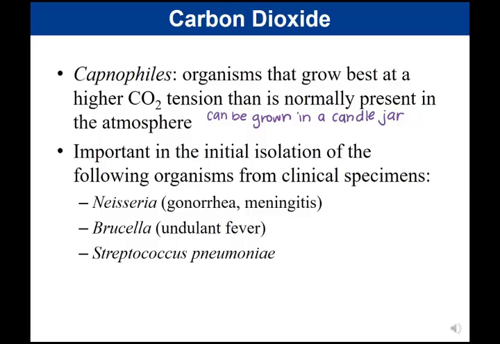These are important in the initial isolation of certain organisms from clinical specimens. For example, Neisseria would be an example of a capnophile that can cause gonorrhea and meningitis; Brucella, which causes undulant fever; and Strep pneumoniae, which causes pneumonia. These would all be examples of capnophiles.